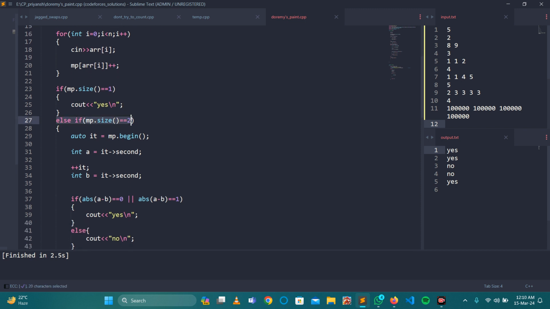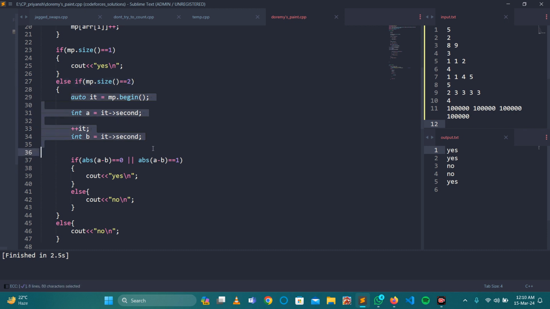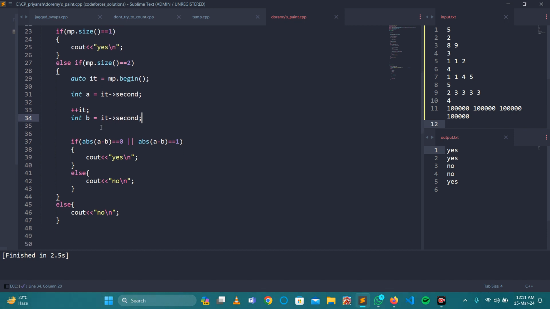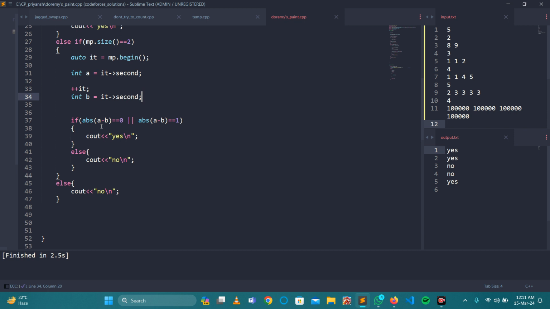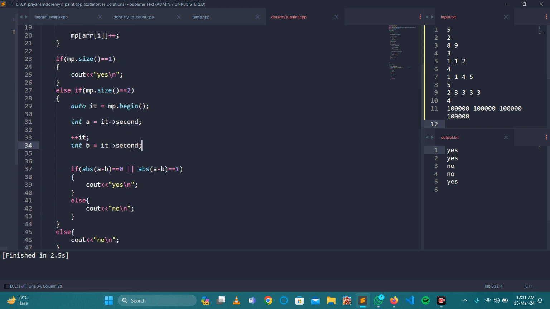Now, what if the map size is 2, meaning only two varieties of numbers are there in the array, right? Then we check the occurrences of each number. I took the iterator and took the occurrences of the first element as A and the occurrences of the second element as B, right? Then I check that the difference of A and B can only be 0 or 1. If they differ by more than that, then it can never be yes, else it will be yes. So this was the condition.